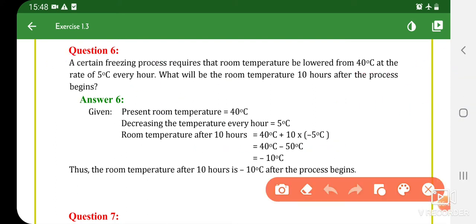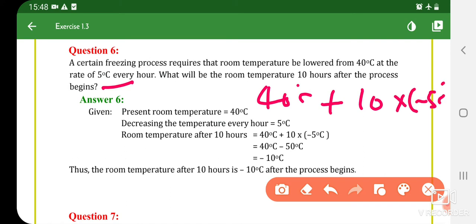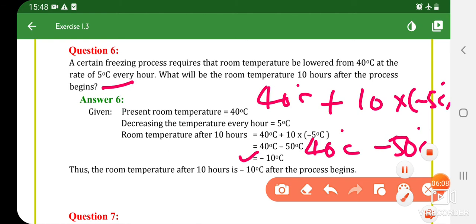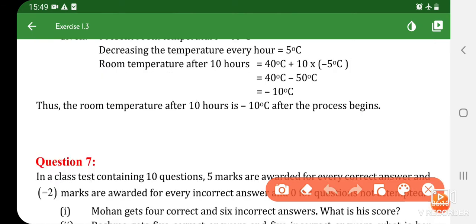That time the room temperature is 40 degrees, and after 10 hours, since the room temperature decreases every hour, we have to multiply by minus 5 degrees Celsius. So 40 degrees Celsius and this minus 50. When we subtract, 40 minus 50 is minus 10 degrees Celsius. Thus the room temperature after 10 hours is minus 10 degrees Celsius after the process begins.